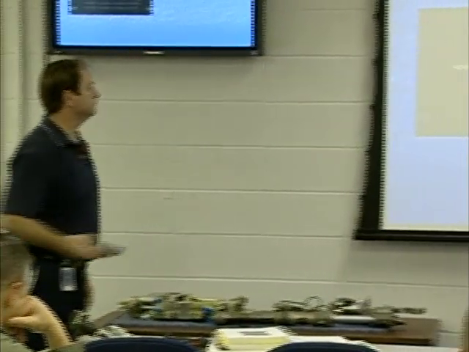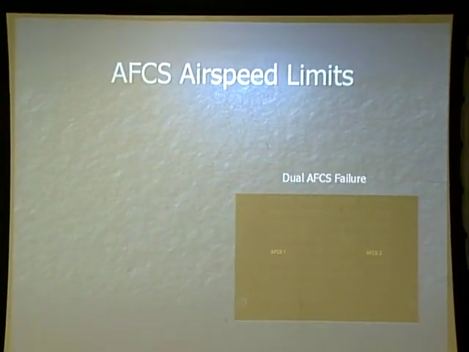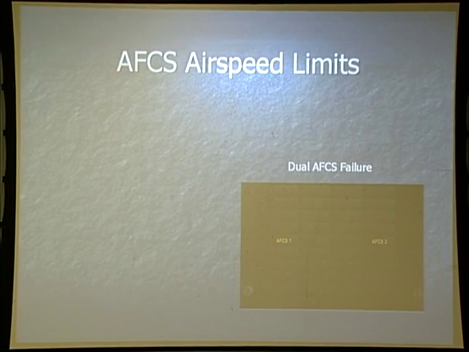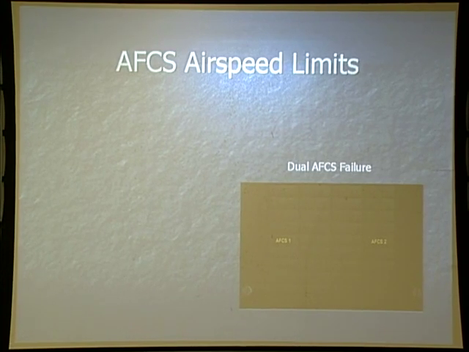Dual AFCS failure. We already talked about the airspeed limitation, 160 knots or VNE, whichever is slower. But now, for some reason, this is one of the emergency procedures that messes everybody up. And that is, when I get both those lights, I have one underlying step. And that one underlying step is to do what? AFCS system select switch off.